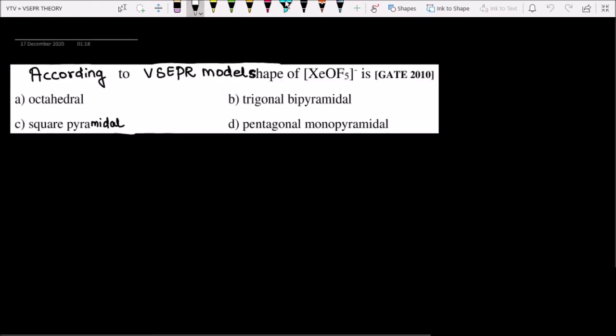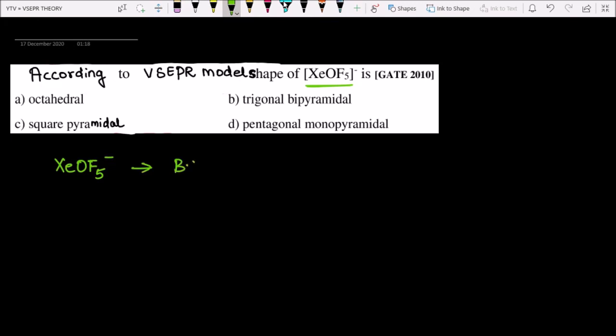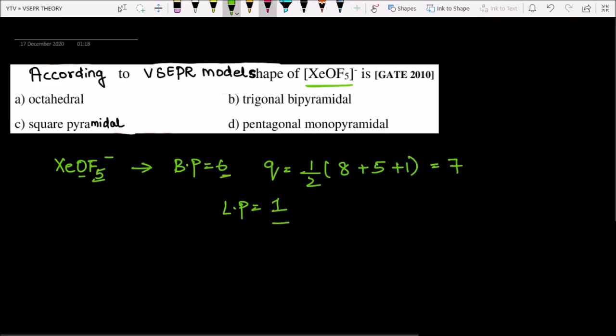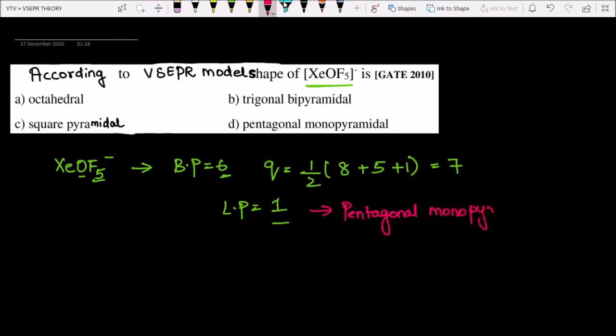This question asks, according to VSEPR theory, what is the shape of this compound? It is XeOF5 minus. Okay, so what is the bond pair? Bond pair is equal to 6, 5 fluorine and 1 oxygen. And if you have to find the lone pair, find the quotient first. Half into 8 plus number of monovalent atoms 5 plus 1. So it's going to be 7. So if the quotient is 7, lone pair is equal to 1. 7 minus 6, 1. So it is 61, right? 61 is basically pentagonal monopyramidal. We call it pentagonal monopyramidal. So the answer is option D.